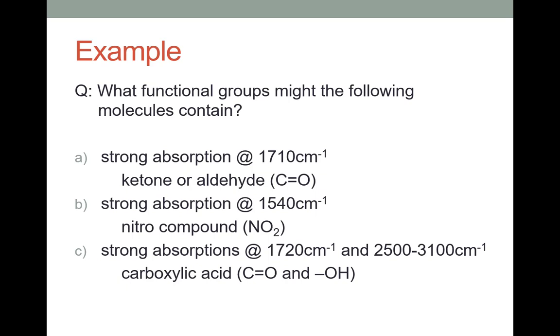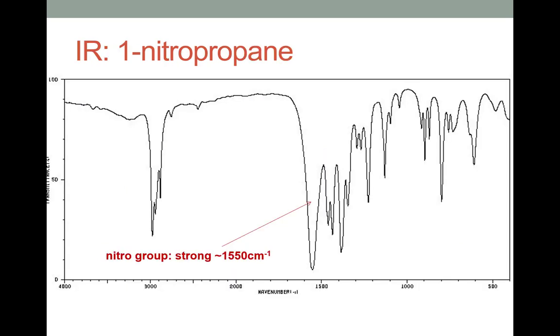So let me show you what these look like. If I look at a simple nitro-containing molecule like nitropropane, we can see normal alkane CC and CH stuff here. Really strong peak around 1550, 1540 kind of range for that nitro group.